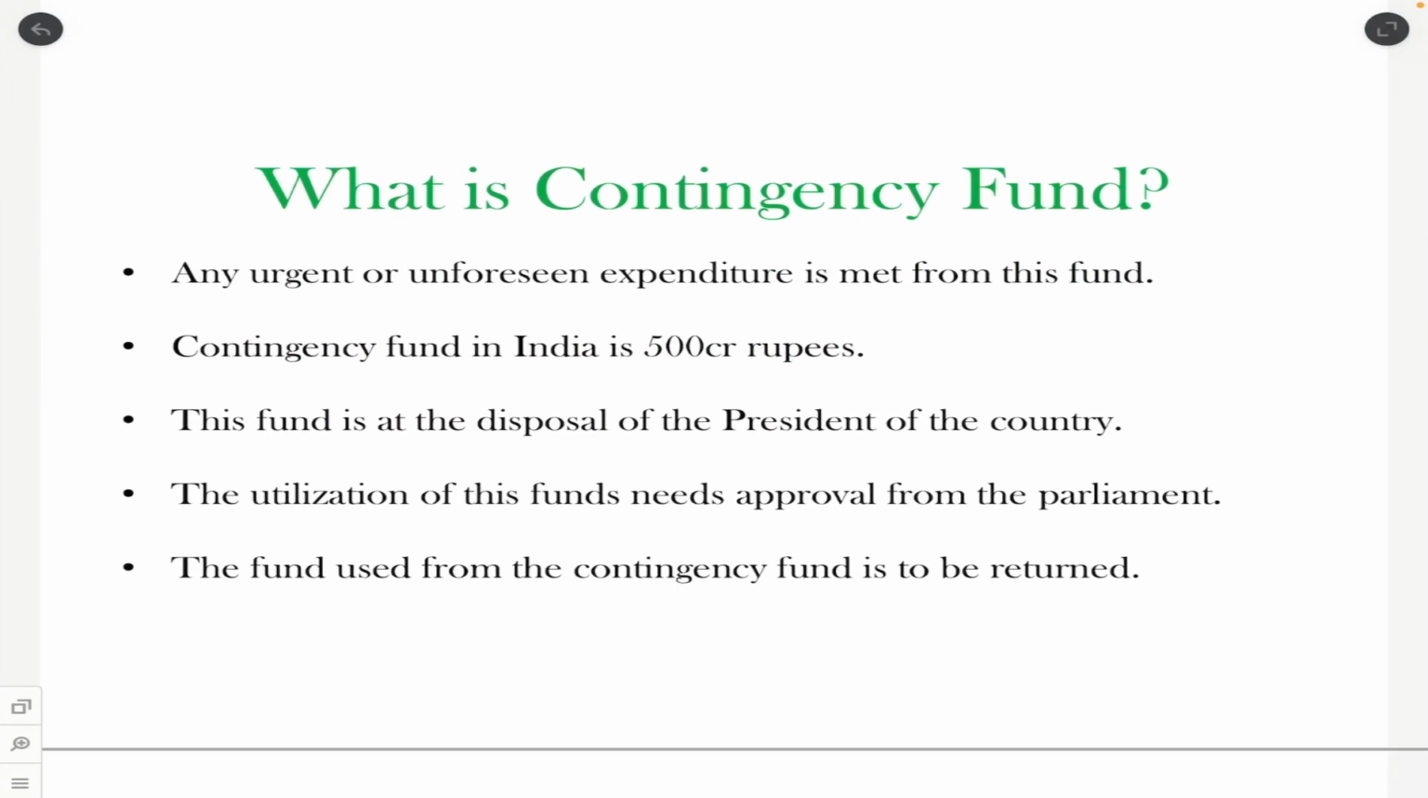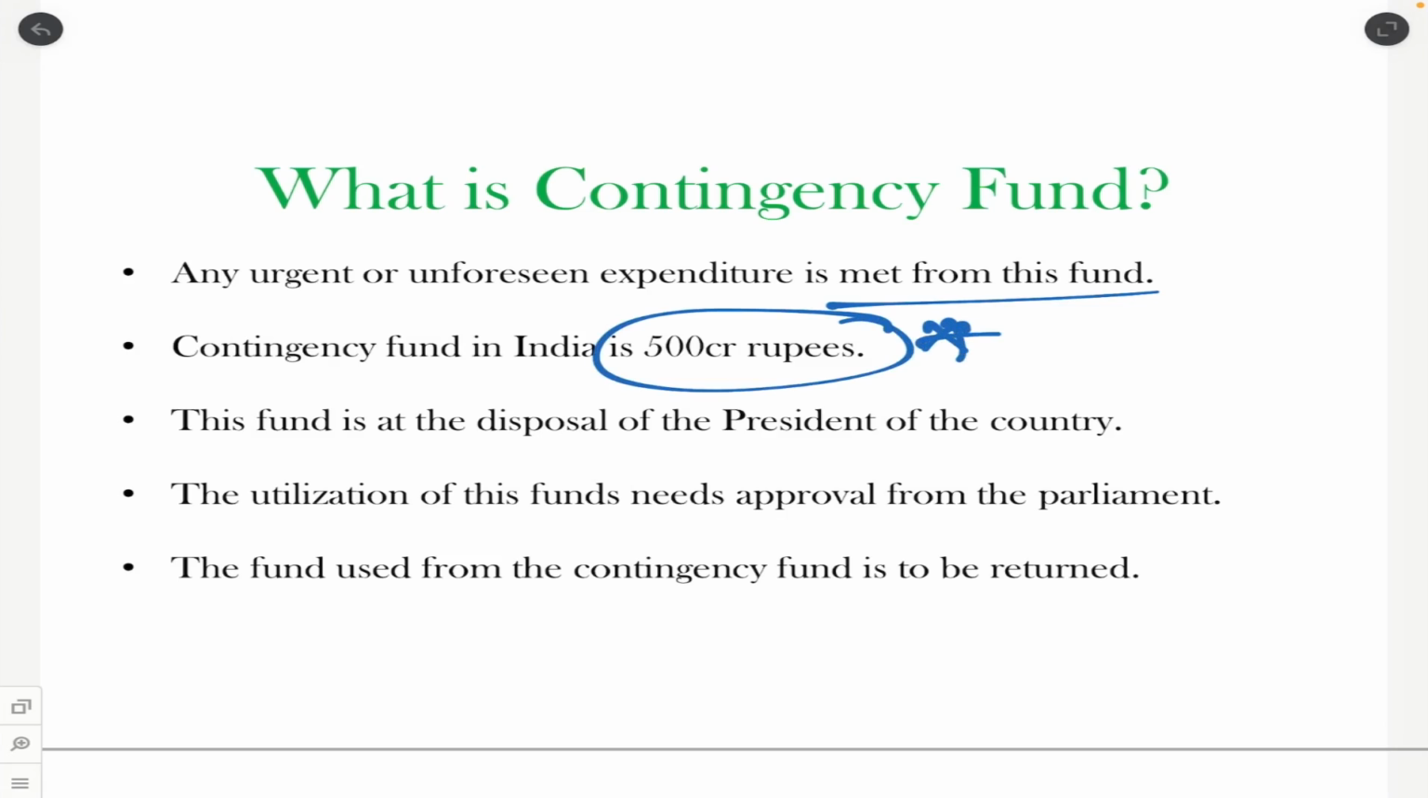What is contingency fund? An urgent or unforeseen expenditure is met from this fund. This all of us do. We keep aside some money and tell that we are not going to touch it unless it is an emergency. So it is a reserve fund that we keep for the times of emergency. So that is called the contingency fund. Contingency fund in India is 500 crore rupees.